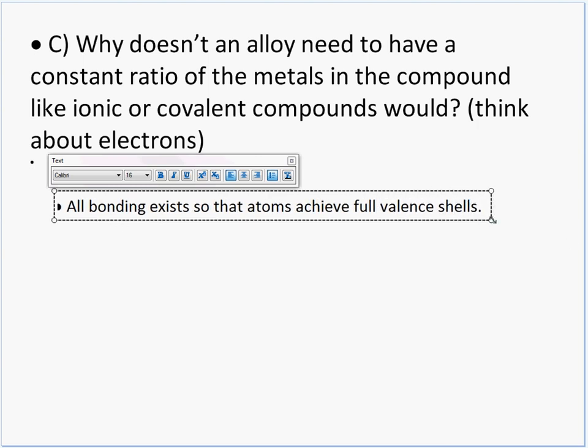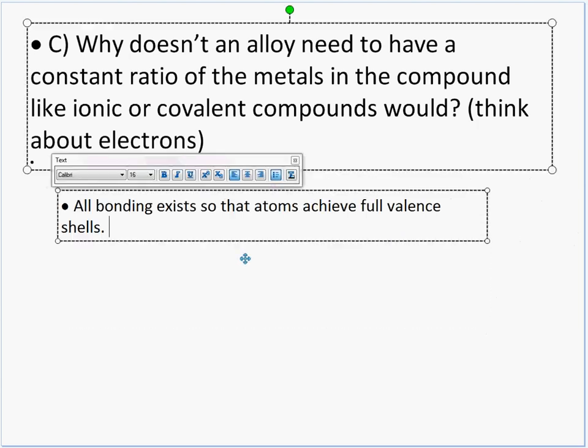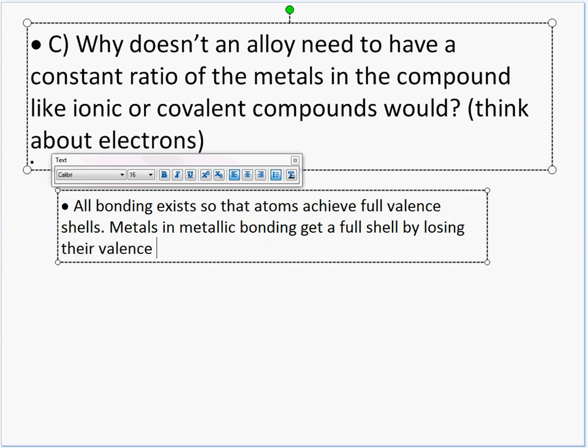Now let's think about metallic bonding. Metals in metallic bonding, how do they get a full shell? Well, they get a full shell by losing their valence electrons. These electrons, remember, just go into a sea of electrons. So does it matter where they go? No. So they're not going to something else that's filling its octet. They're not being shared with anything. They're just going to a sea of electrons.